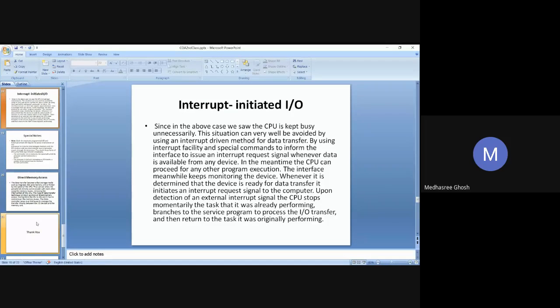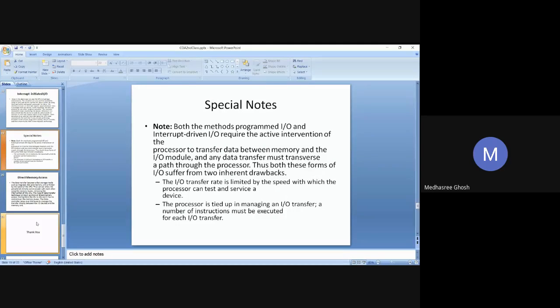Okay, now that is what is written. I'm not going to read each and every line, just read it once. What I have explained to you, that is only written here. Now, some other special notes about this.